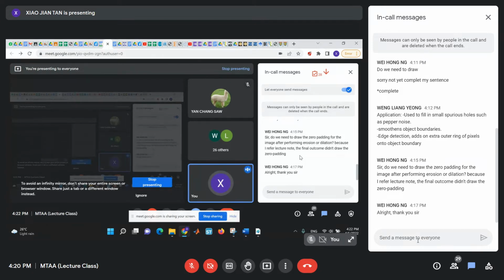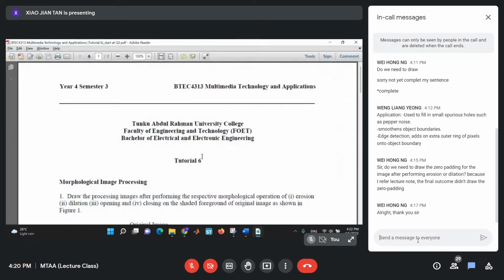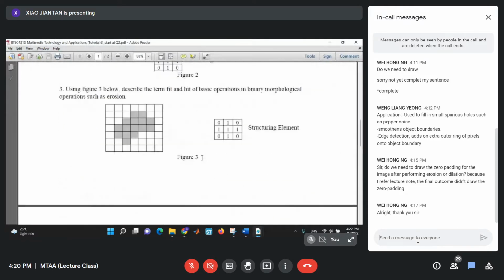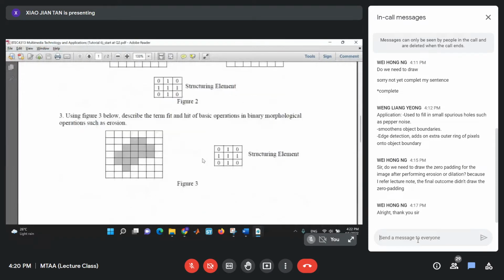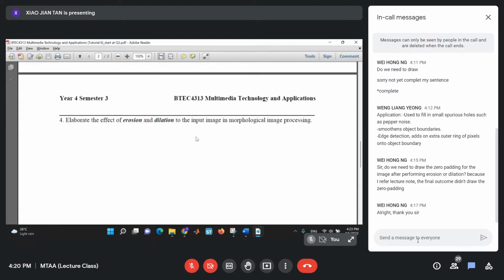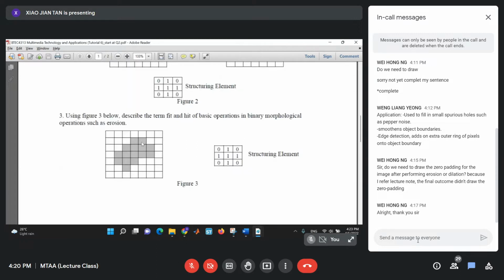Okay, the next question. Using figure 3 below, describe the terms fit and hit of the basic operation in binary morphological operations such as erosion. So this is to describe what erosion is by using this figure.